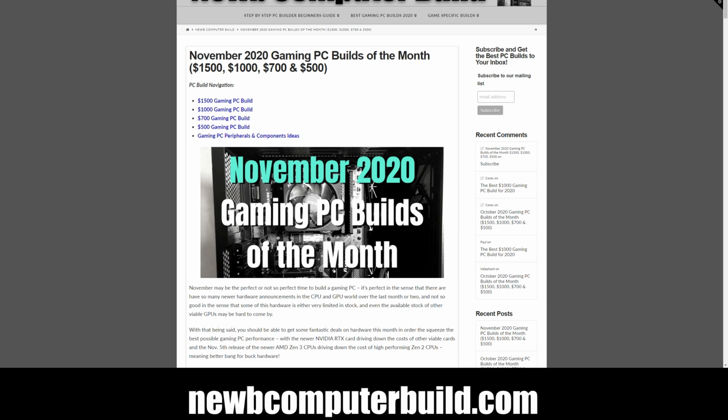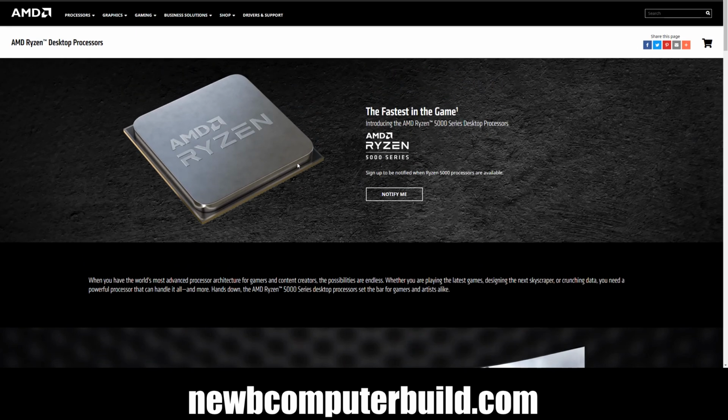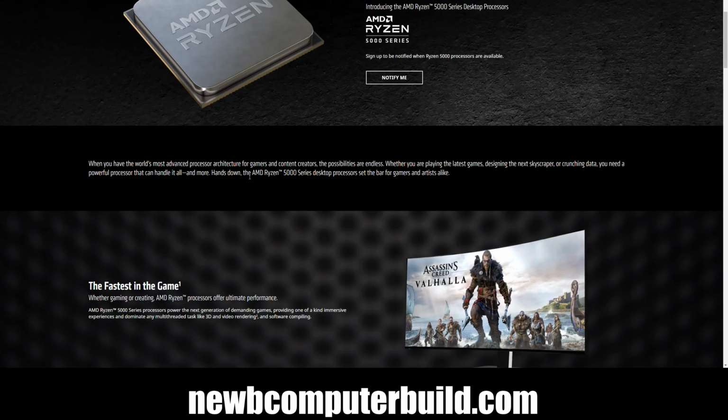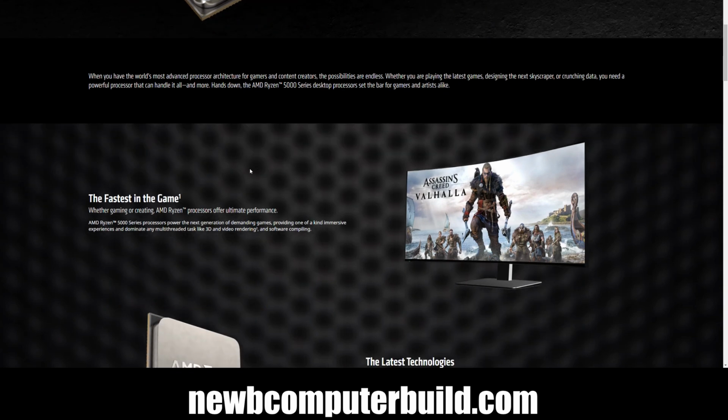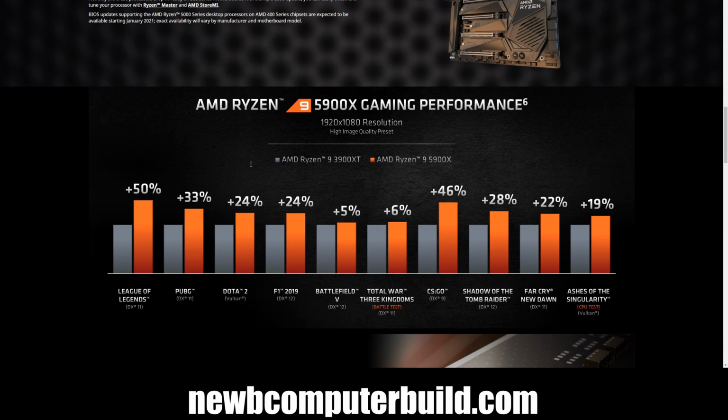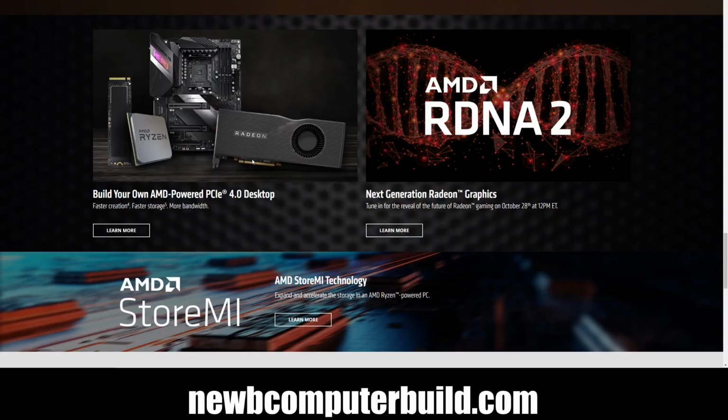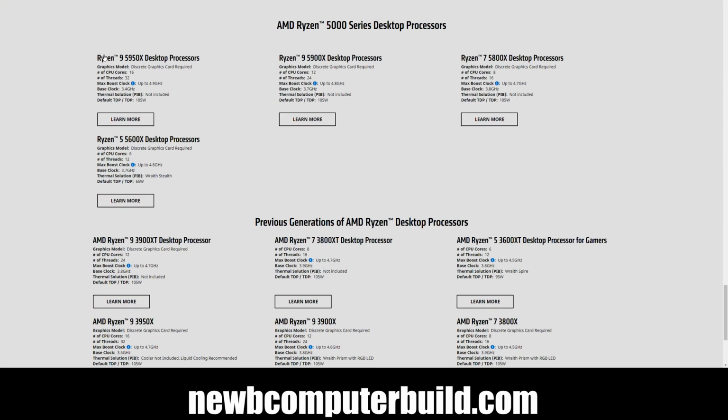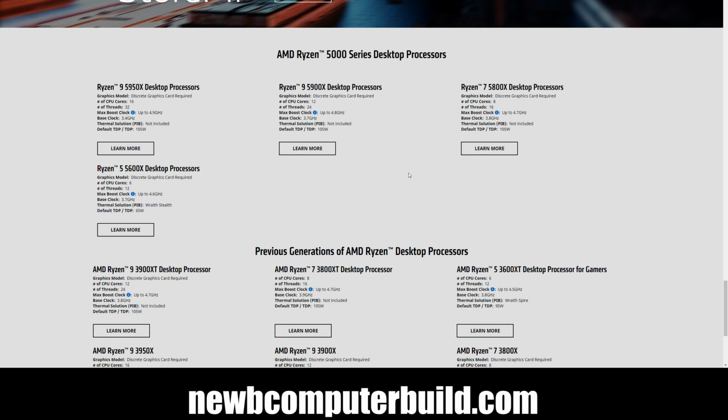So recently, AMD announced their Ryzen 5000 series on their Zen 3. They're going to be coming out with a few processors here that will replace the current Ryzen 3000 series. Let me scroll down. Here they are. So we have the Ryzen 9 5950X coming out. This is at 16 cores, which is insane. We have the 5900X, the 5800X, and the 5600X, the ones that you want to pay attention to.